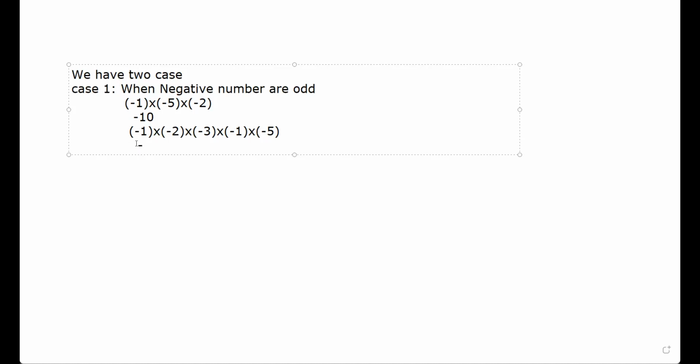And always remember that 1 multiplied with 2 is 2, 2 multiplied with 3 will become 6, 6 multiplied with 1 will give 6 only, and 6 multiplied with 5 will give 30. So we can understand this thing, and we can also apply one more thing that is very interesting.